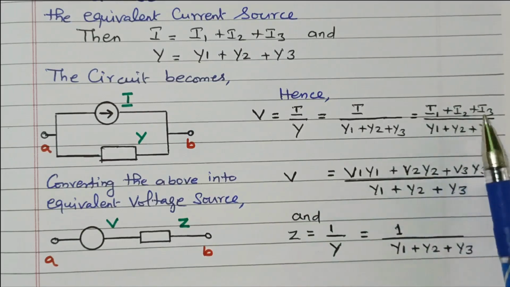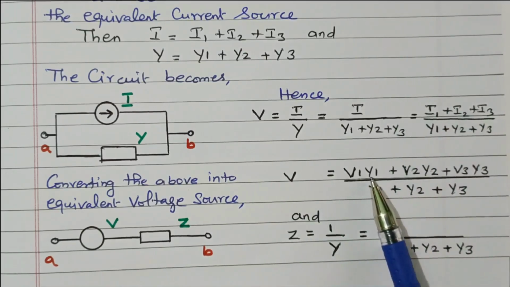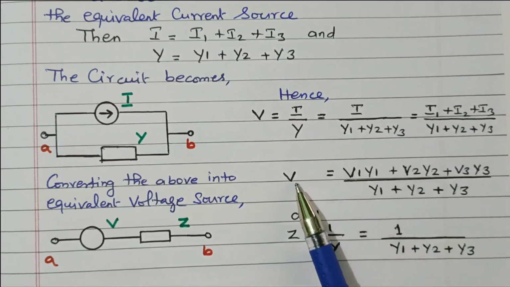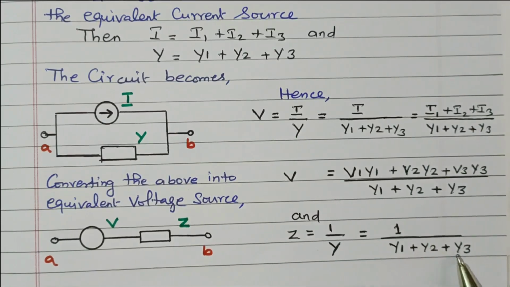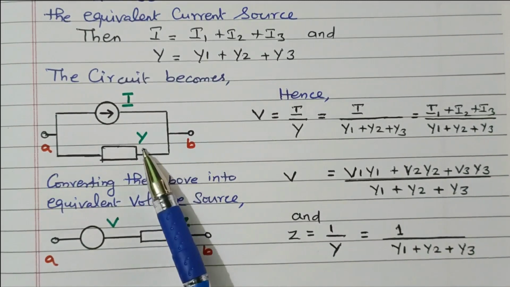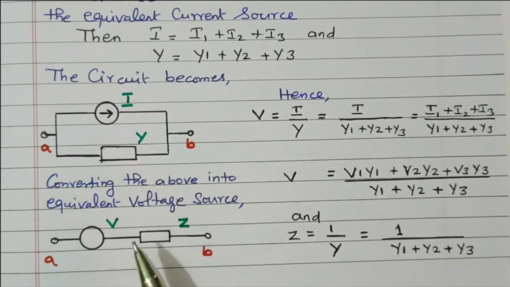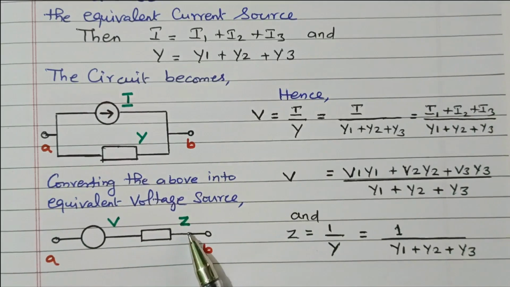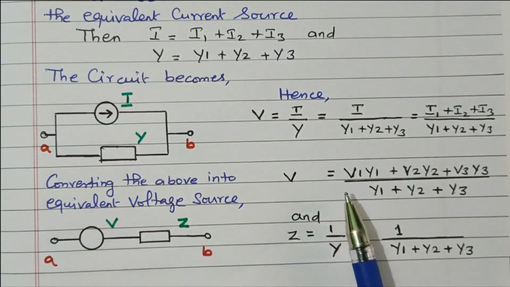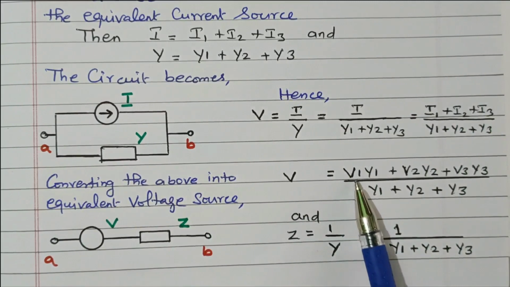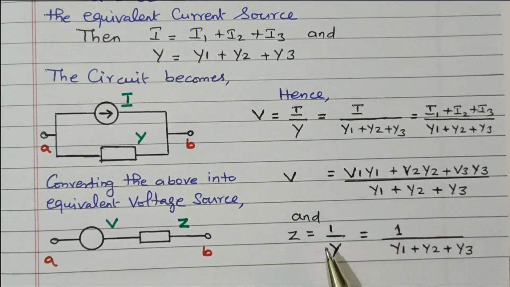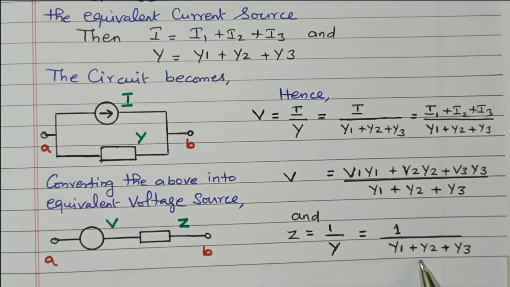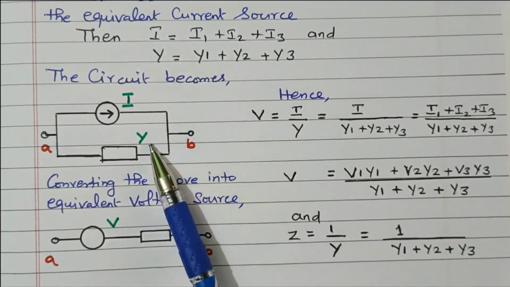Right? I1, I2, I3 divided. This I1 is nothing but V1 Y1, V2 Y2. So V can be calculated. Z is 1 by Y, that is 1 divided by Y1 plus Y2 plus Y3. Right? So current source with admittance is available, and by using that we can convert it into a voltage source with impedance. The voltage is calculated as the sum of voltage times admittance divided by the sum of admittance. This impedance is calculated as 1 divided by the sum of admittance.